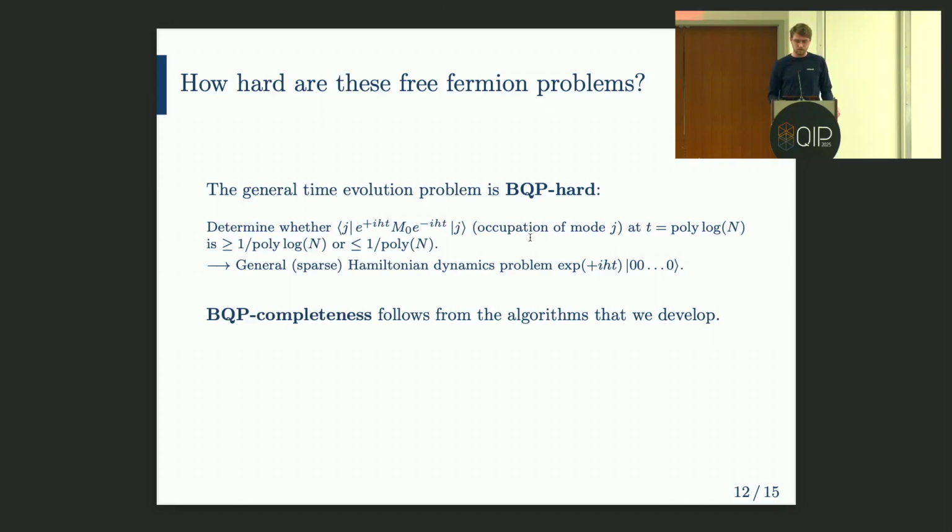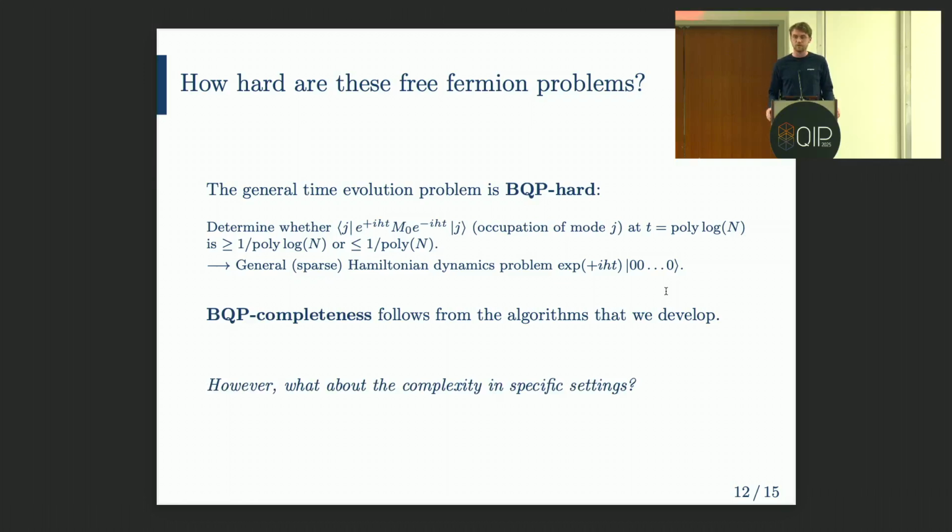And the way to see this is that if we want to determine a diagonal entry of the time evolved correlation matrix, which would correspond to, for instance, the occupation of some mode j, and we want to say at time t is polylog n, is this occupation at least 1 over polylog n, or at most 1 over poly n, then we know that this problem should be BQP hard, because if we would take the initial correlation matrix to be a very simple one, namely mode 1 is occupied and the rest is empty, then we know that this problem maps onto this general Hamiltonian dynamics problem, so it's BQP hard. And then BQP completeness follows from our algorithms.